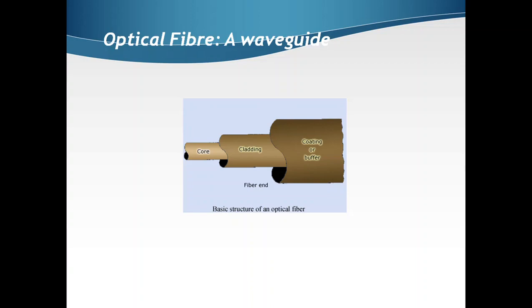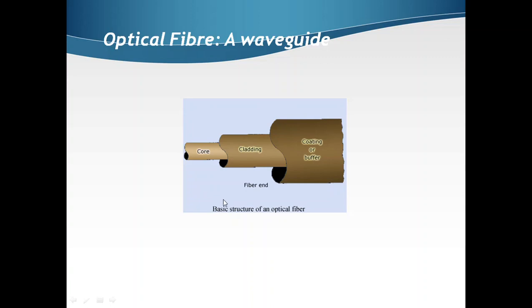The electromagnetic wave in the optical fiber cable travels through the innermost, that is through the core layer. The cladding layer is used so that the electromagnetic wave traveling through the optical fiber should not escape from the cable, and the coating or the buffer is used for the protection of the optical fiber. So this is the basic structure of an optical fiber cable construction.